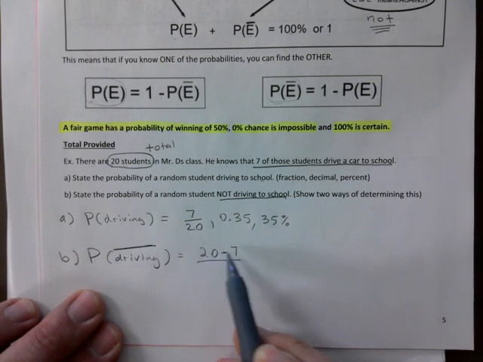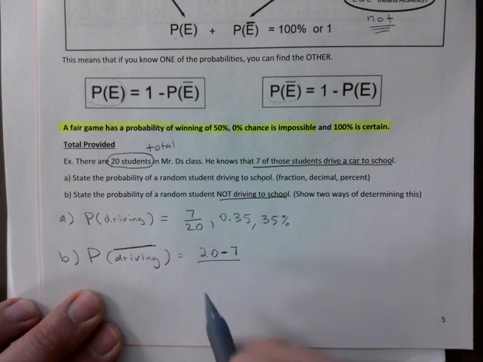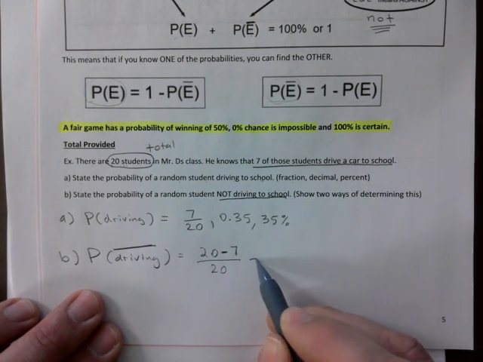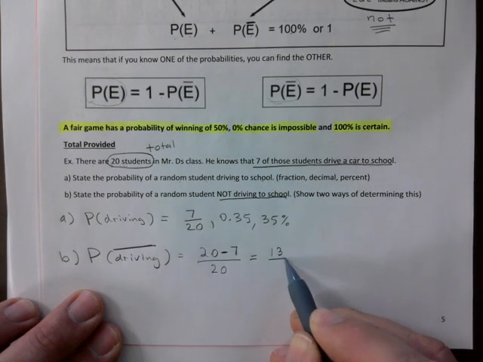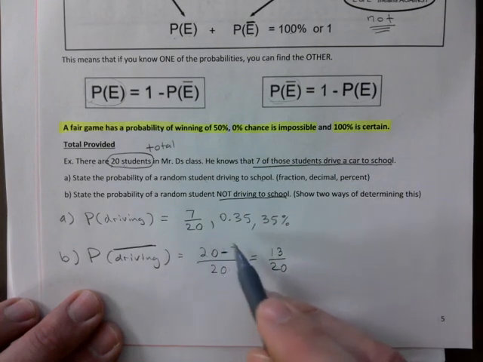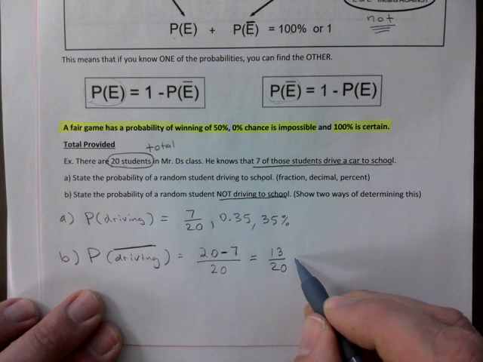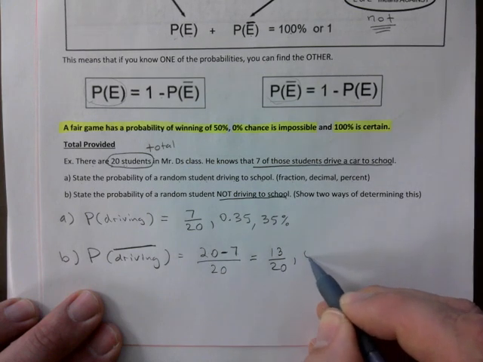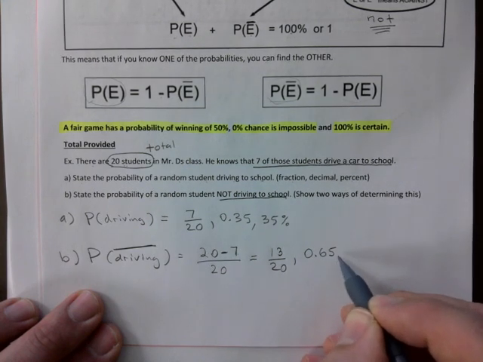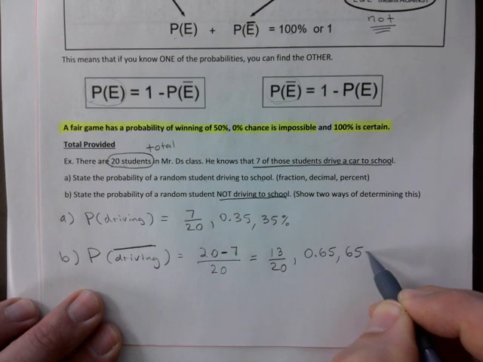You go total minus driving, right? There's 7 driving. So not means, hey, take them away from the total, over 20. So that gives me 13 over 20. Trust me, this is going to be handy later on. The minus. And that gives me 0.65, which is 65%.